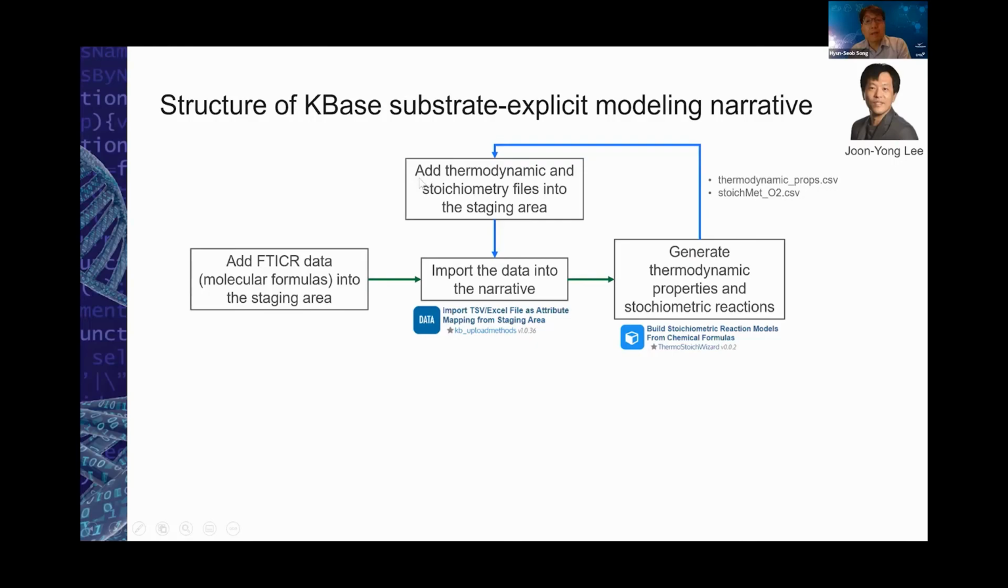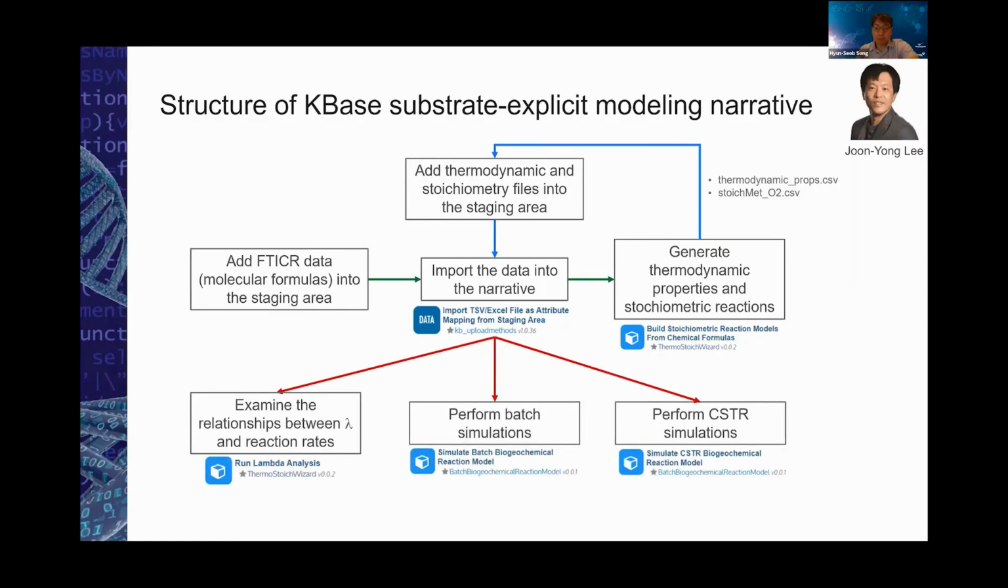This file should be downloaded and then uploaded again, moved to the staging area, and imported again. So this is a little inconvenience. To keep them automatically in the narrative, we have to define the objects, but this is something we have to discuss tightly with the KBase team. Anyway, by uploading this generated thermodynamic and stoichiometric reaction data, what we can do with it is three things actually.